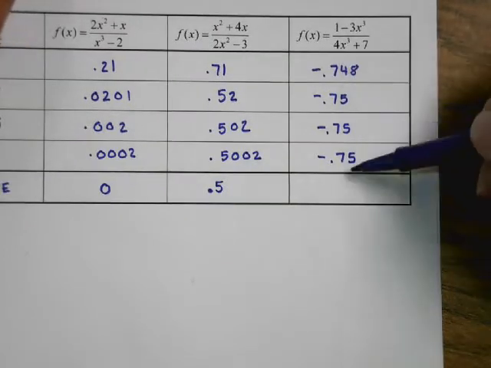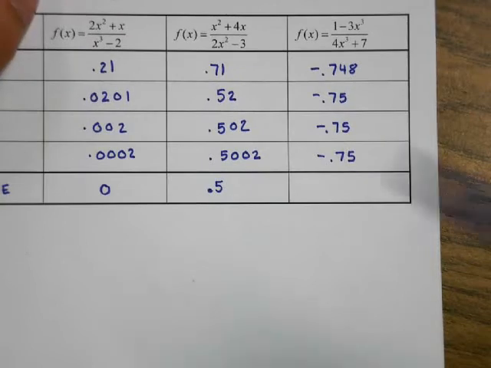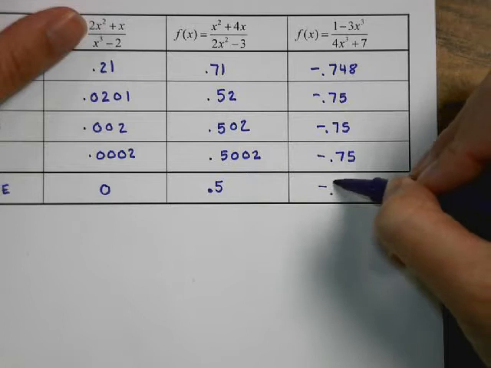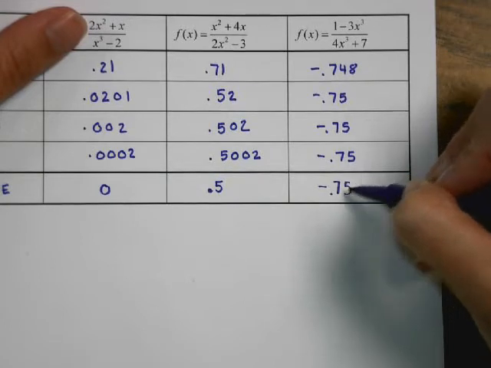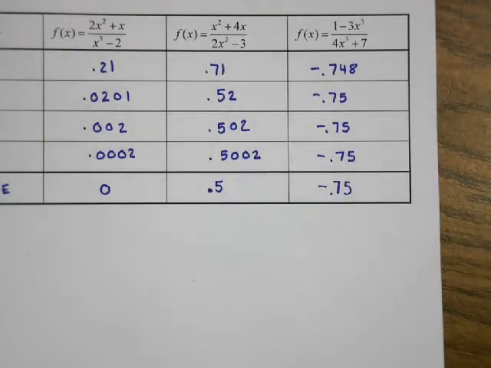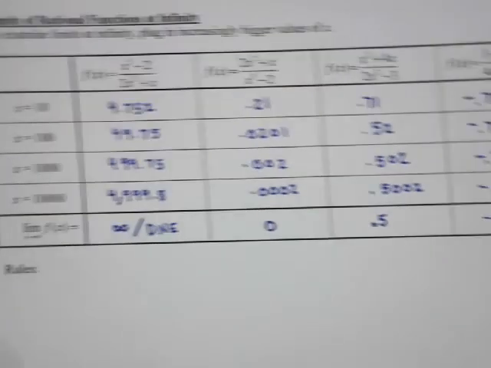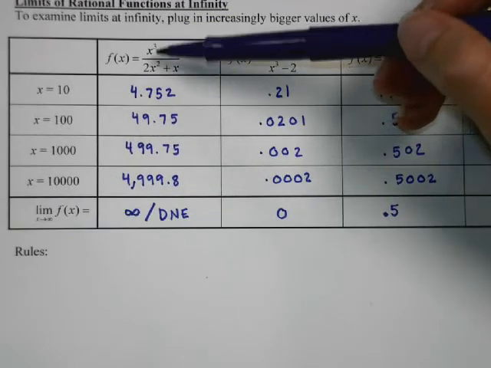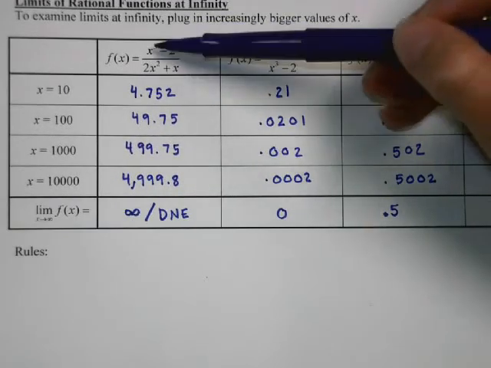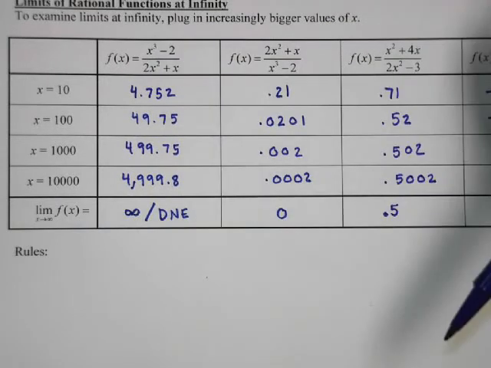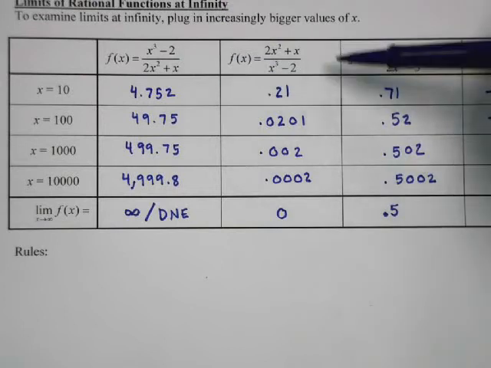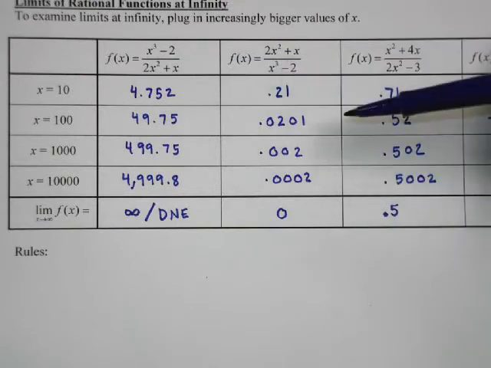So these ones are pretty clearly headed to the same thing, negative 0.75. So now let's look at why some of these went to a value and some of them didn't. And it's going to depend on the degree. Here, the degree is bigger on the top than the bottom. So the top is going to grow faster, which is why this is going to infinity. Versus this one, which is this one just flipped over, if the denominator is getting bigger and bigger and bigger, these are going to go to 0.